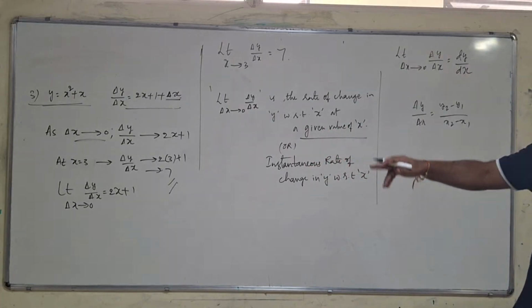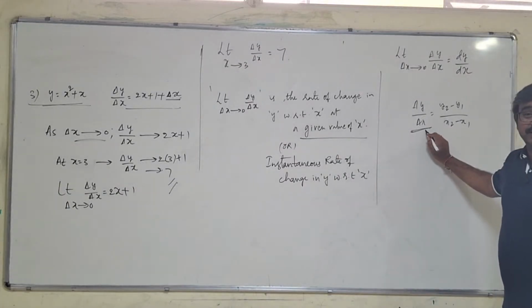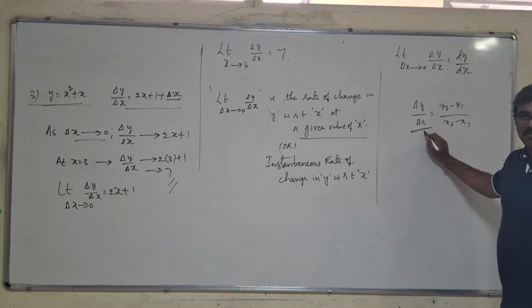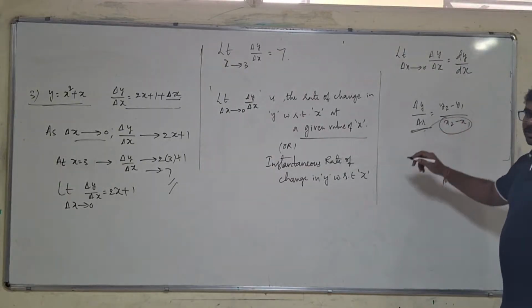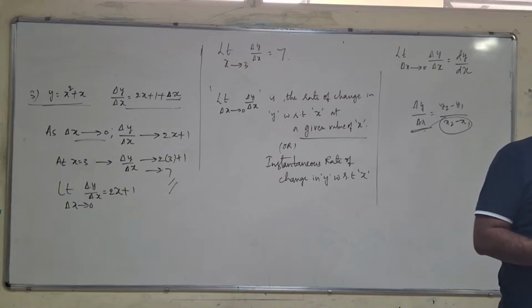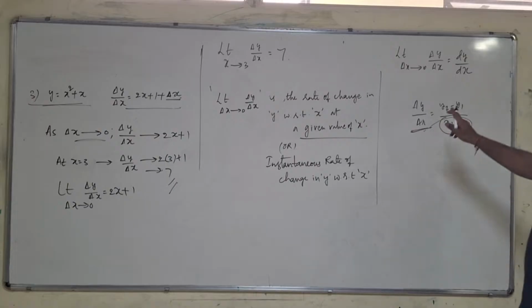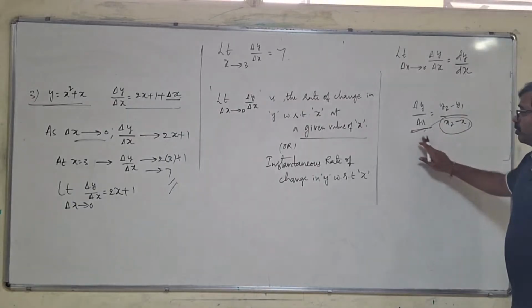In the very beginning of this class, what did I say delta y by delta x is? Average rate of change in y with respect to x in the given interval of x. You understand the difference? Okay. How do you find average speed? In a given time interval, you find the distance covered by a body, and total distance covered by total time interval will give you average speed.